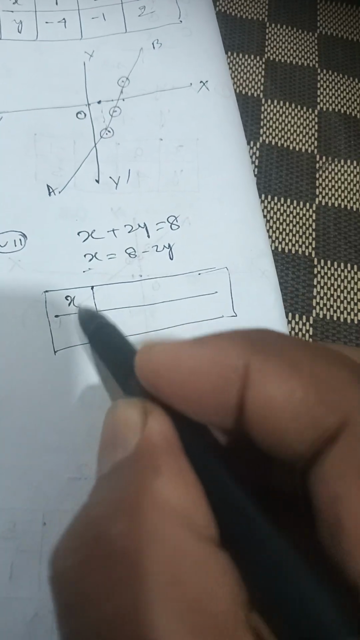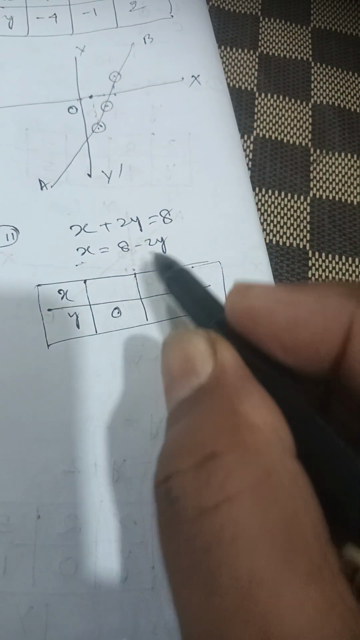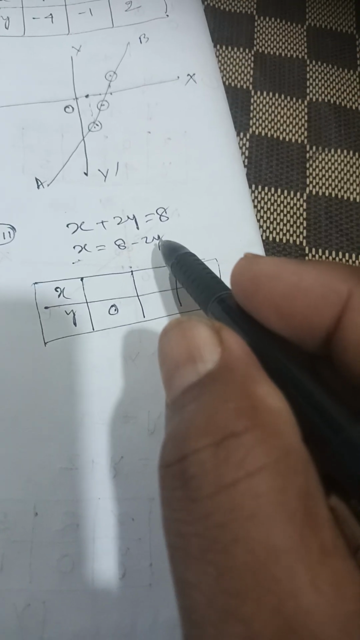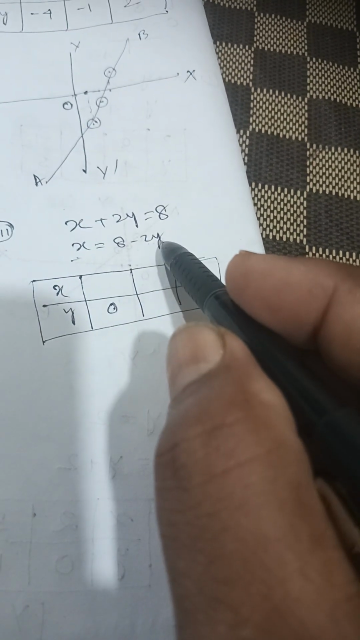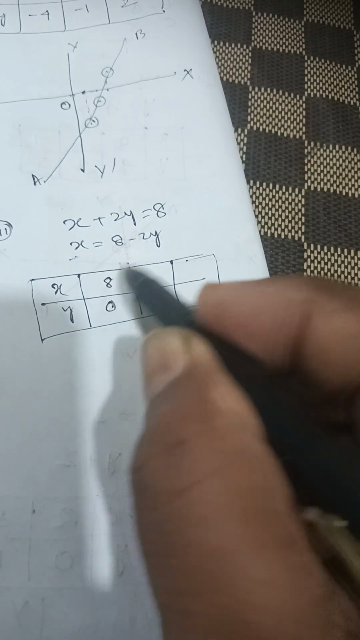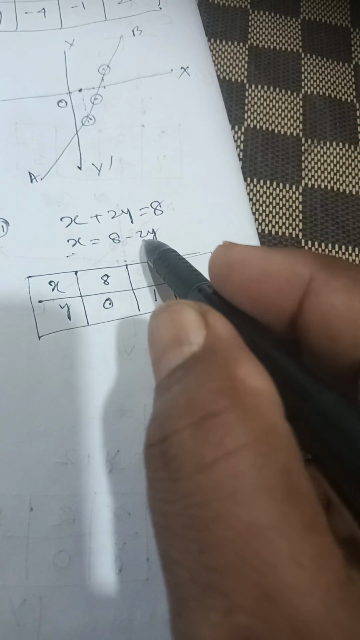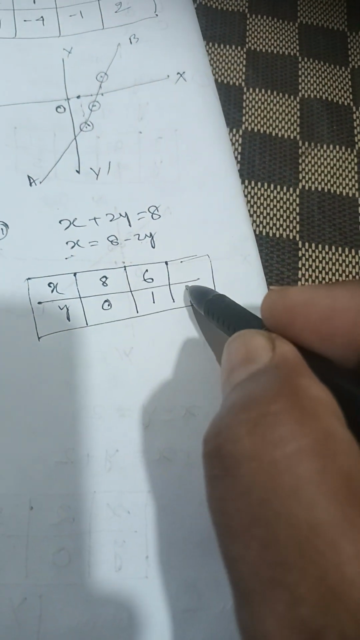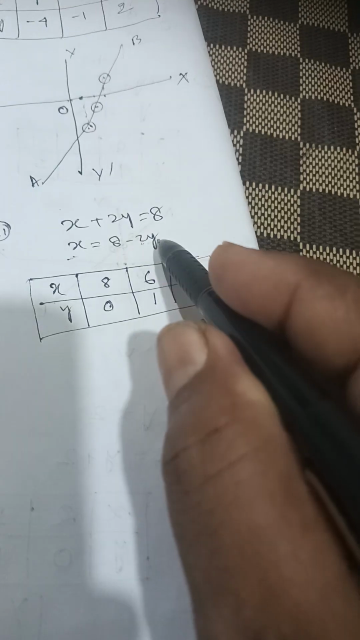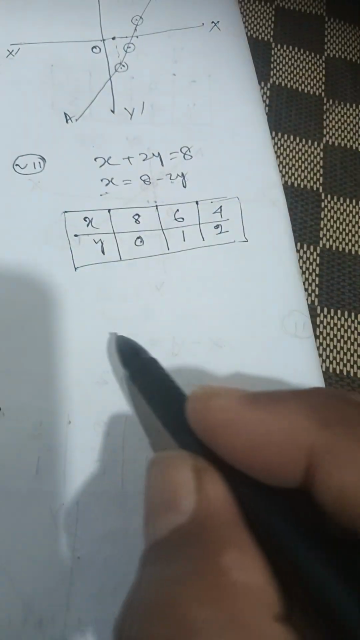Here I have written x and y. 1, 2. Here you consider y is equal to 0. If I put y equal to 0, so 2 into 0 will be 0. 8 minus 0 will be 8. Here you put now y equal to 1. So if we put here 1, 2 into 1 is 2, 8 minus 2 is 6. Then you consider here 2. So 2 twos are 4, 8 minus 4 is 4. So these are the solutions of the equation.